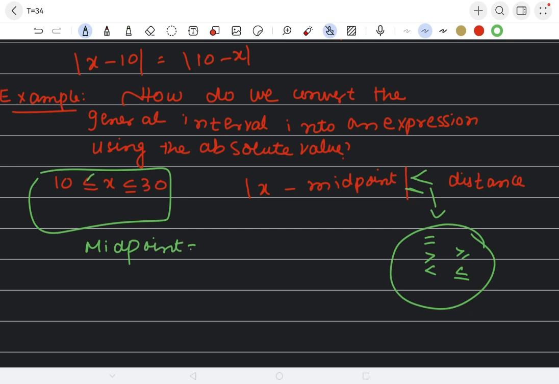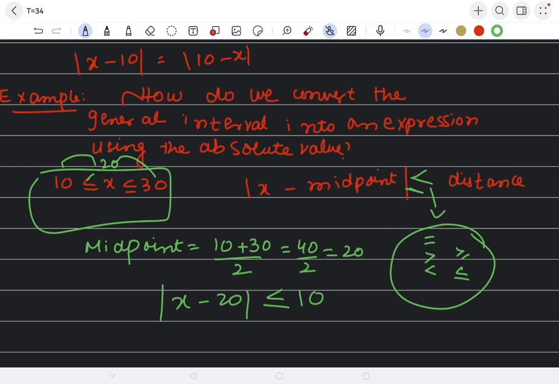How to find our midpoint? We are going to add our values: 10 plus 30 divided by 2, that is 40 divided by 2, our answer is 20. It means your midpoint is 20. Now what do you have to find? You have to find the distance. The distance you can find like this: 30 minus 20 is 10, and 20 minus 10 is also 10. Negative, positive doesn't matter. Distance is going to be positive. Even if it is coming in a negative form, that doesn't matter. So x minus 20, and you are going to put it less than equal to 10.